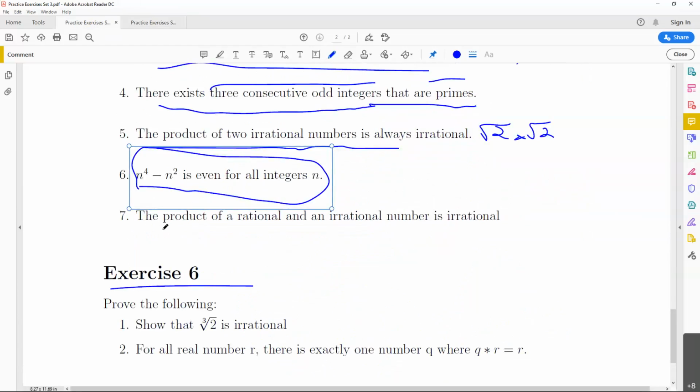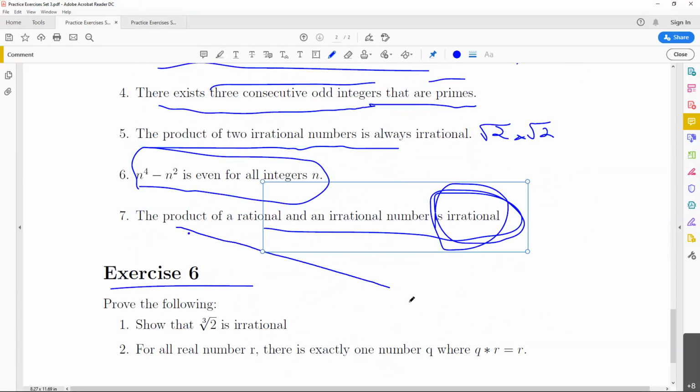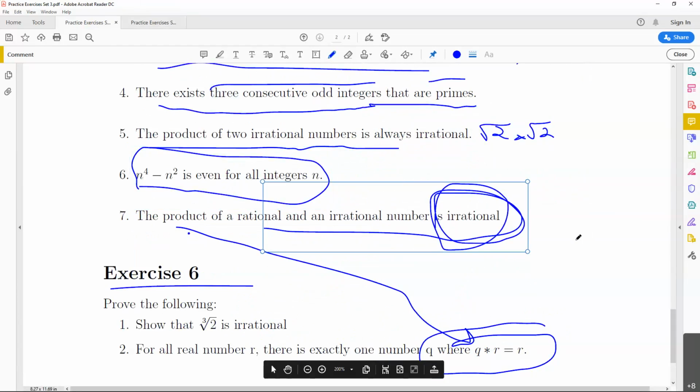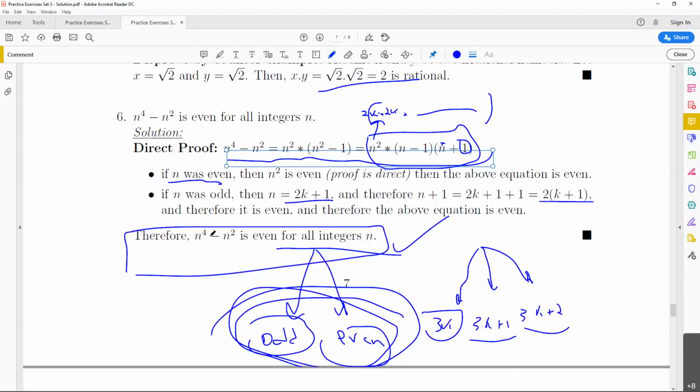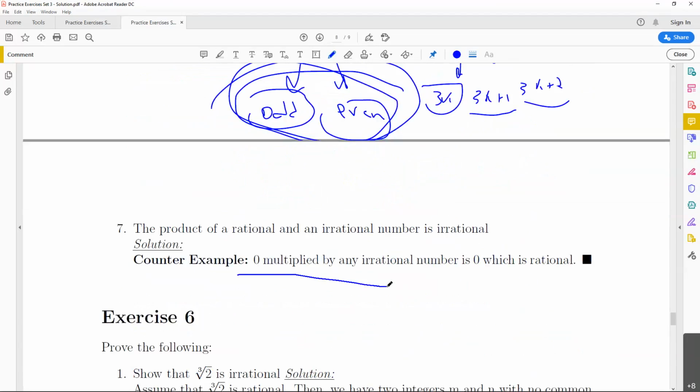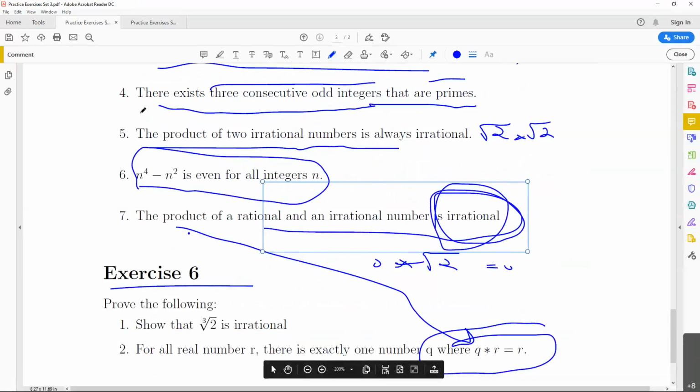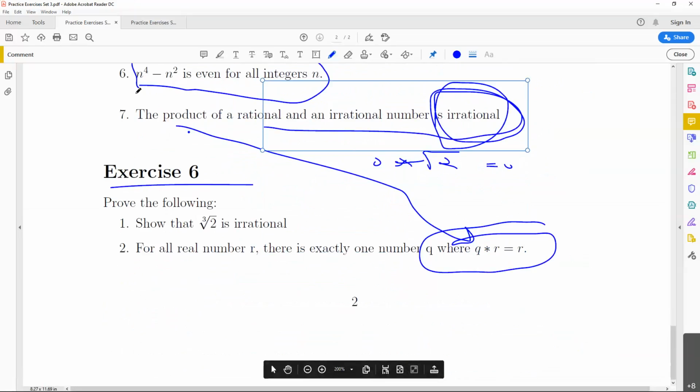The product of a rational and an irrational number is irrational. This reminds me of someone who used the theorem that relates to this part. No, not necessarily. Zero is rational, times anything that's irrational you get zero, which is rational. Zero multiplied by any irrational number is zero, which is rational. Finally, we get to exercise 6.